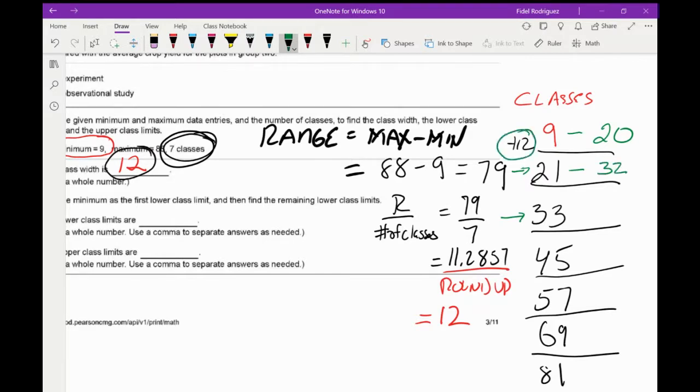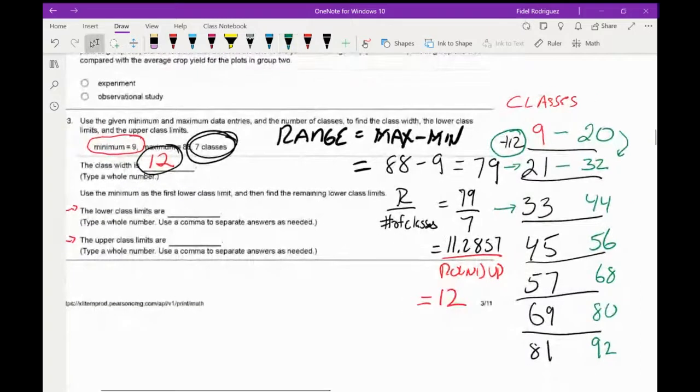Remember what we said our class width was? It was 12. Look, if I start adding 12 to these numbers, 44, add 12 again, 56, add 12 again, 68, add 12 again, 80, and add 12 again, 92. And so those are my upper class limits, right?